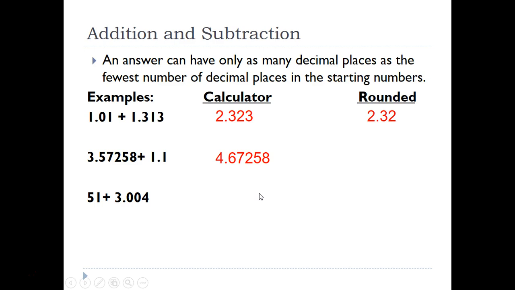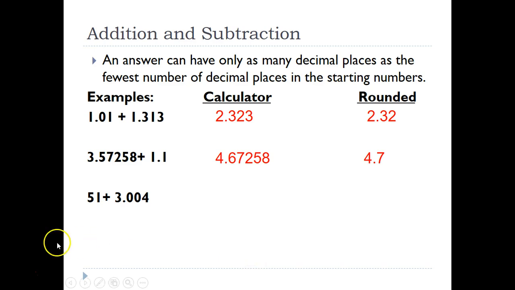In the next example, when we put this addition problem into our calculator, it's going to tell us that the answer is 4.67258. Now I have to examine the number of decimal places in each number. This number has 1, 2, 3, 4, 5 decimal places, and 1.1 only has 1. That means we're going to round this number so that it has 1 decimal place. Now, to do this, I have to look at this 7. Since this 7 is greater than 5, that 6 is going to round up to a 7. So the rounded answer will be 4.7.